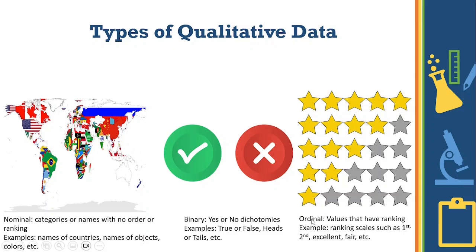Lastly, ordinal data are values that have a ranking or order involved in them. For instance, a ranking scale of first, second, and so on, although these are numbers that are changed into ranking. We can also have nominal data that have a ranking or order in them. For example, excellent and fair, where excellent is a higher ranking than fair. So again, ordinal data is any data that has order or ranking embedded in it.